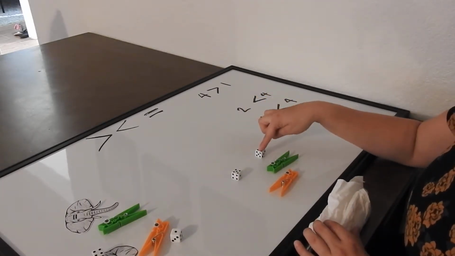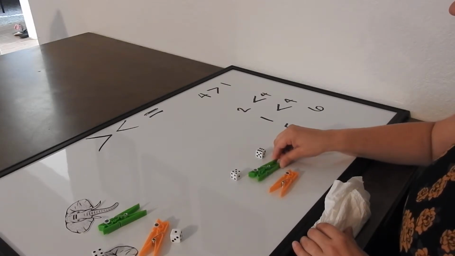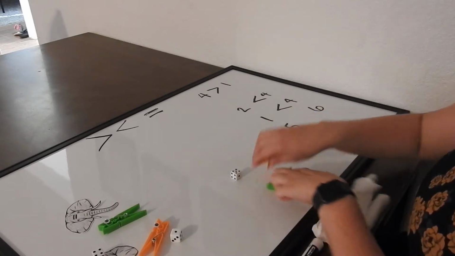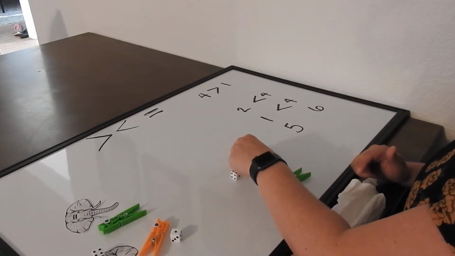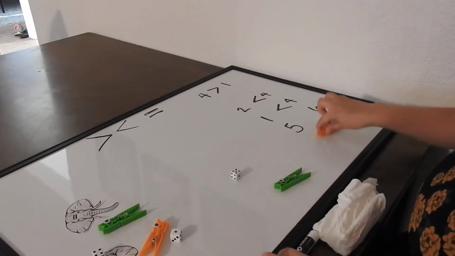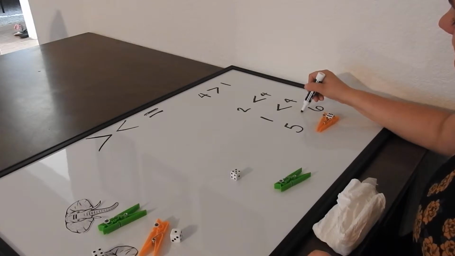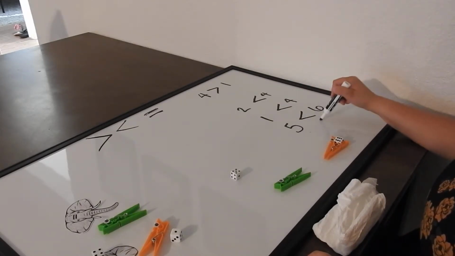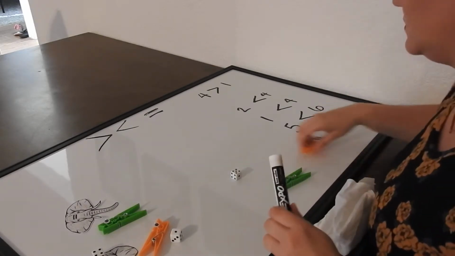Now, we know that 6 is bigger than 5, but whose mouth is pointed to the 6? Is it greater than gator's or is it less than lion's? Less than lion's mouth is pointed at the 6, so he gets to eat. So we're going to put him over here, and we're going to draw his mouth. That means 5 is less than 6, because less than lion helped us find that out.